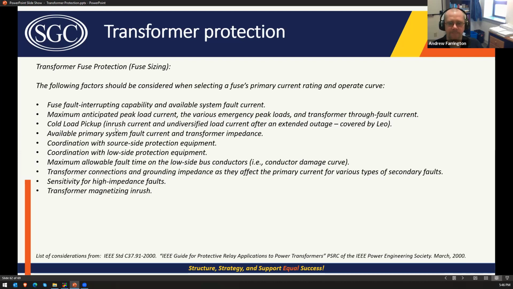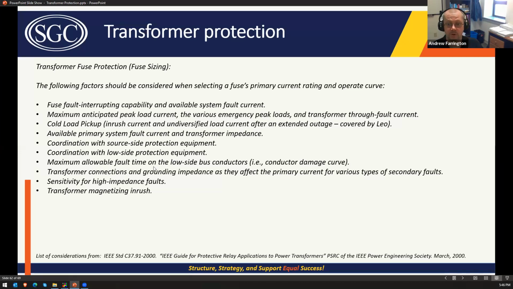Cold load pickup. So this is when Leo must have talked about cold load. Oh, okay. All right. So you guys know what that is. The available primary system fault current and the transformer impedance, coordination with low side, source side protection, low side protection.